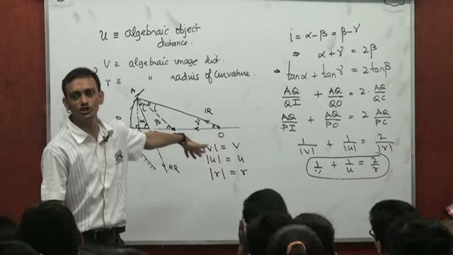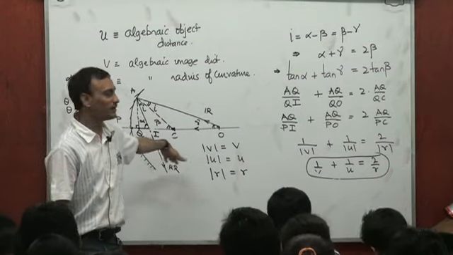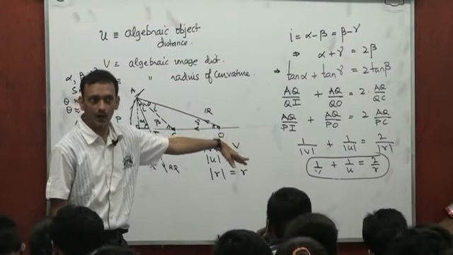I hope all of you have understood this. 1 by V plus 1 by U equal to 2 by R for a concave mirror.